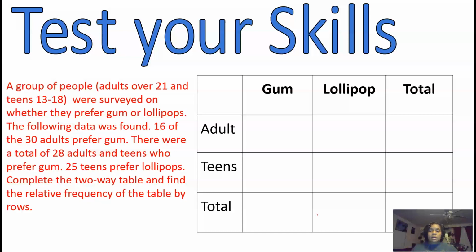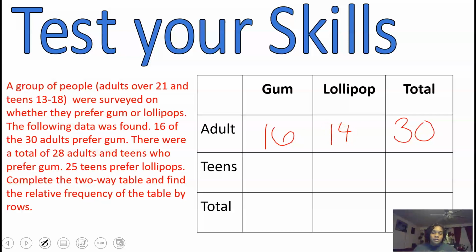Let's take this here. A group of adults 21 and over and teenagers 13 to 18 were surveyed on whether they prefer gum or lollipops. The following data was found. 16 of the 30 adults prefer gum. So if you take the first amount of information, you know that they surveyed 30 adults total, and 16 of them like gum. So that means at least 14 of them like lollipops, because we know that 16 plus 14 gives us 30.